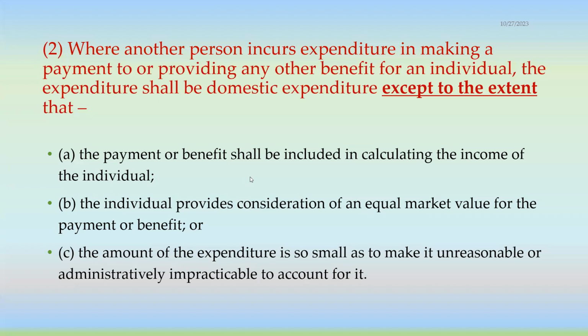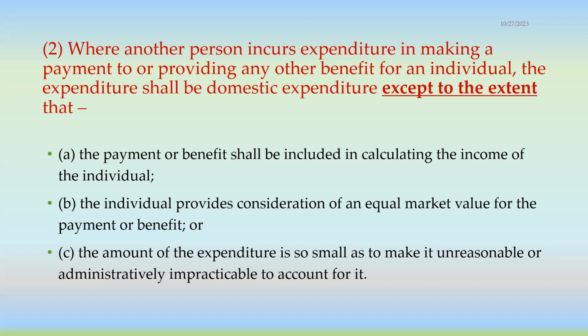Here, the payment or benefit shall be included in calculating the income of the individual. If they declare that benefit as that other person's income, then that kind of expense can be deducted. Then the next one is the individual provides consideration of an equal market value of the payment or benefit, or the amount of the expenditure is so small as to make it unreasonable or administratively impracticable to account for it.